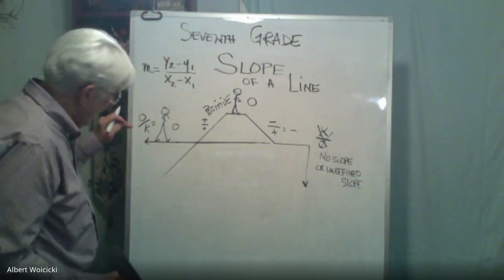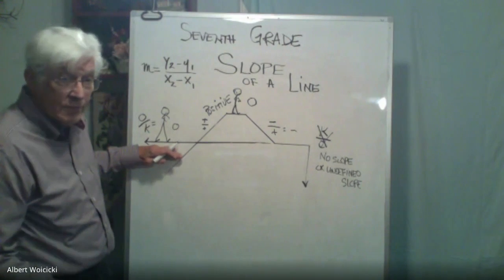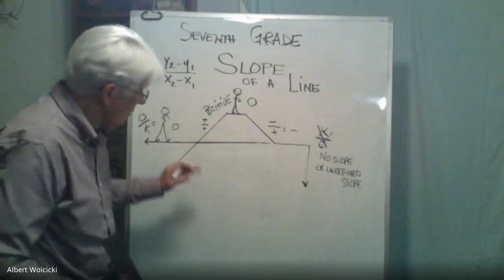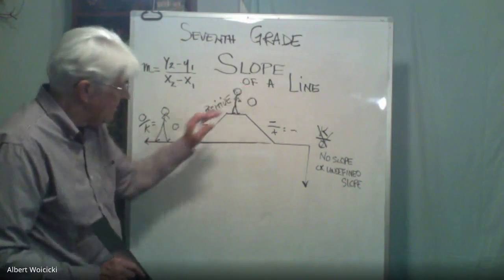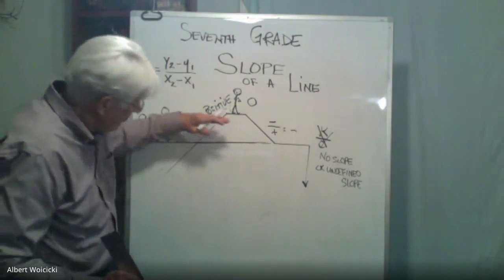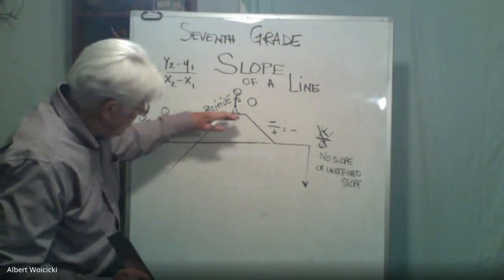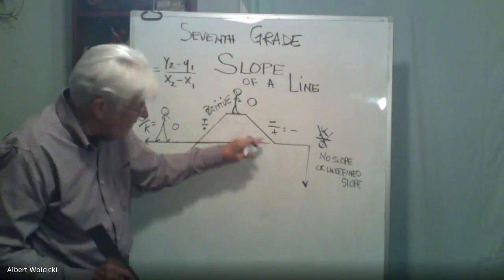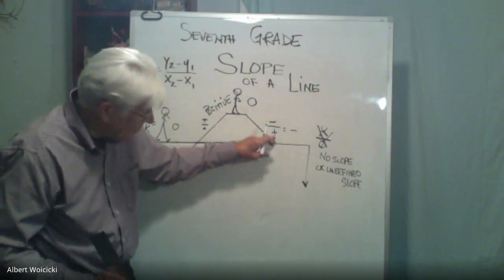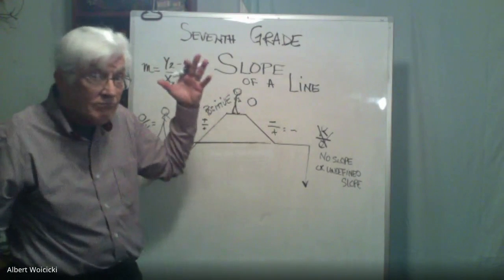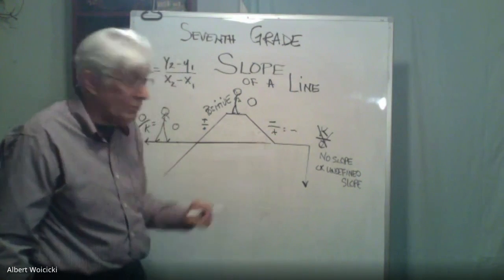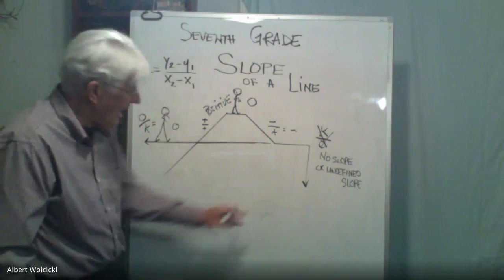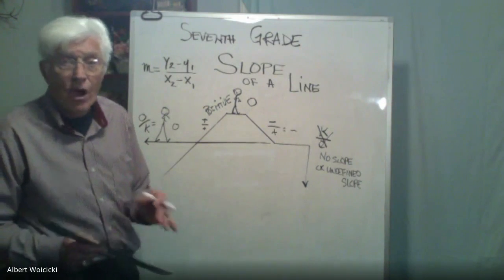So, a level line has a slope of 0. It's like walking on the level. When you go from the lower left to the upper right, positive slope. Next, we have a 0 slope again, and then now we're coming down, but our y is negative, but our x is still positive, isn't it? So, what do we have? Negative slope. So we have negative slopes doing this, positive slope doing this, and we have no slope when it's vertical.